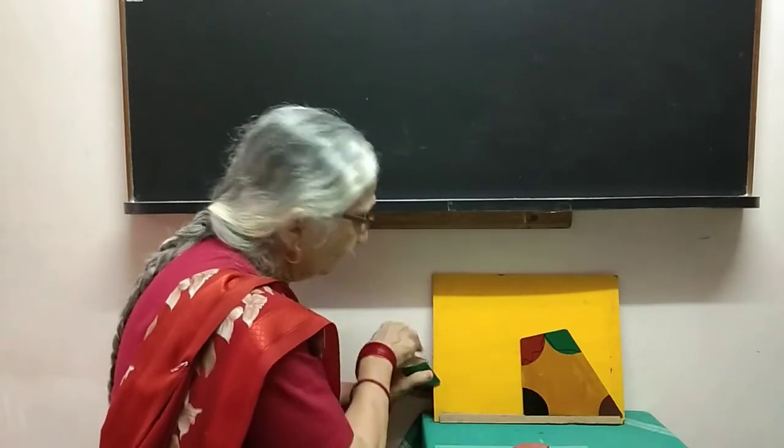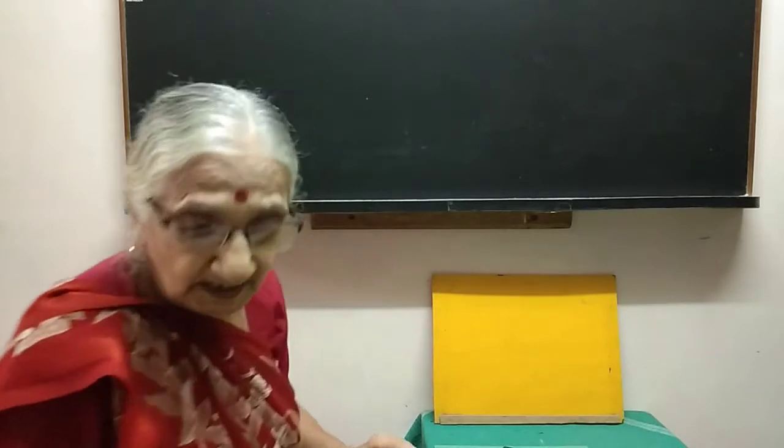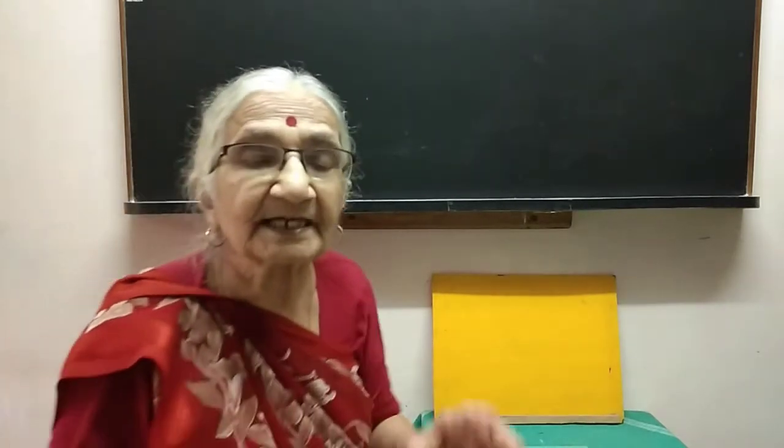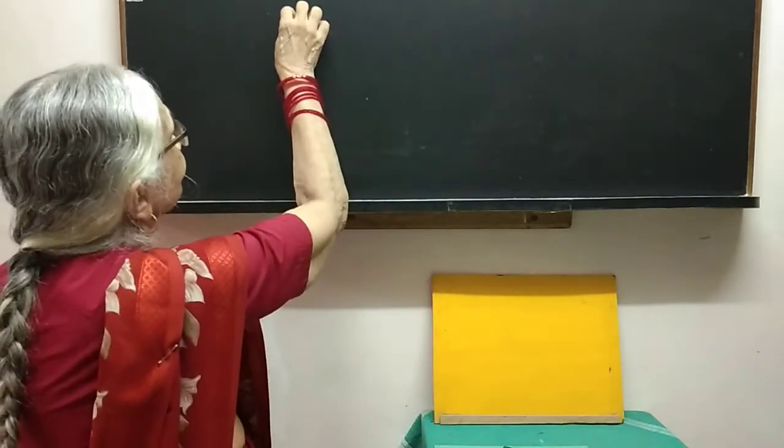Now, I will leave something for you to do. What happens if you take a 5-pointed star? A 5-pointed star would look like this.